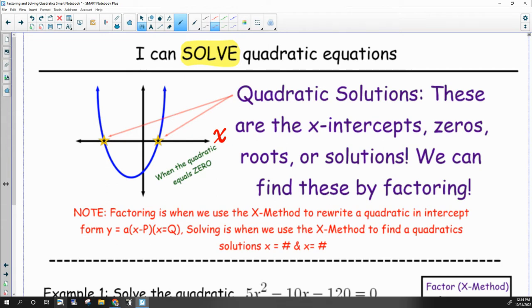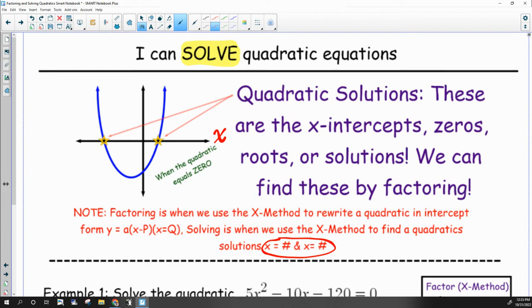Okay? So when I'm asking you to factor a quadratic, you write out the equation with your two sets of parentheses. When I'm asking you to solve, your answer is in the form x equals a number and x equals a second number because there are two solutions. All of our quadratics will have two solutions this week. Okay? But we solve it the same way.